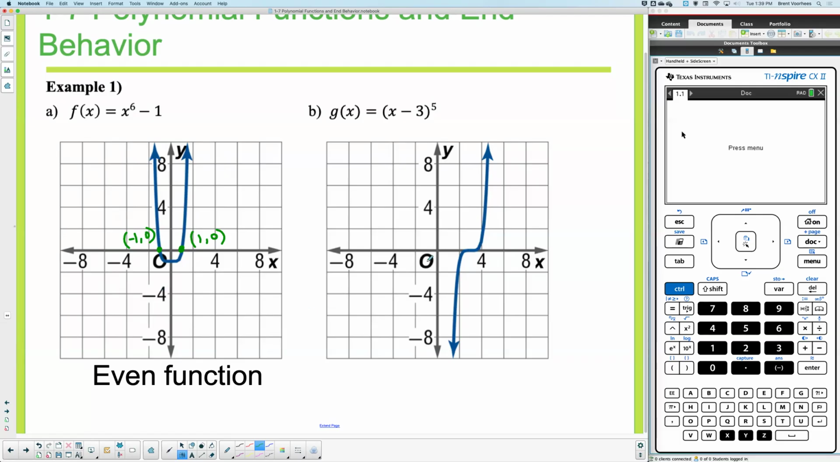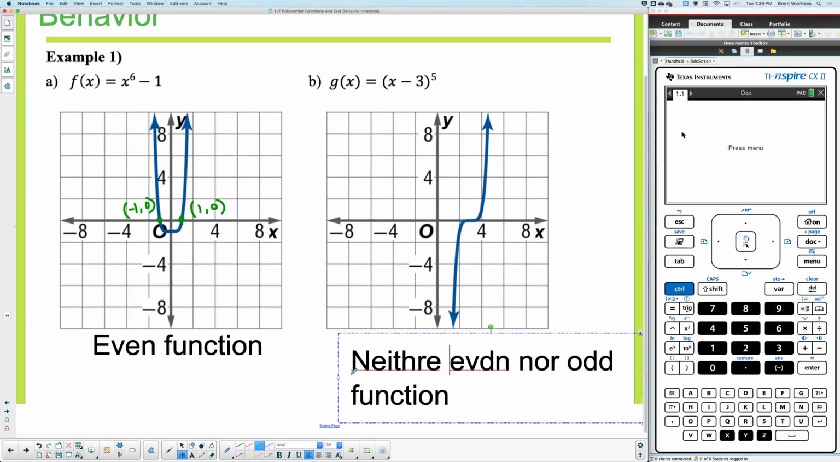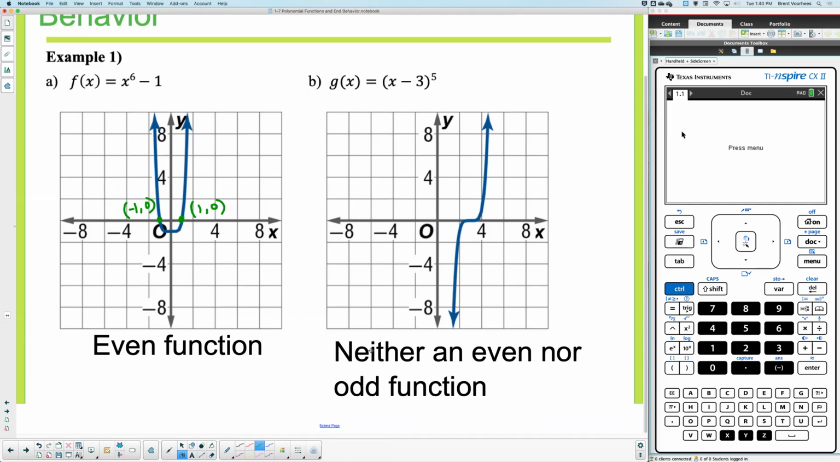Okay, let's go to the next one. Does the next one have symmetry with respect to the y-axis, or does it have symmetry with respect to the origin, meaning like diagonal, or neither? No symmetry. So if it has no symmetry, what type of function is it? Neither. So neither an even nor odd function. Oh, I didn't spell it right. There we go. Neither an even nor odd function.